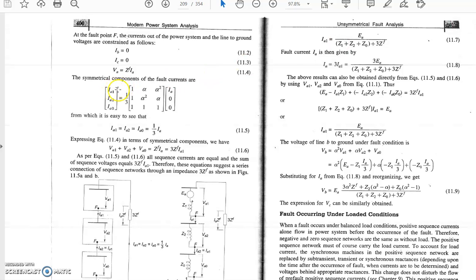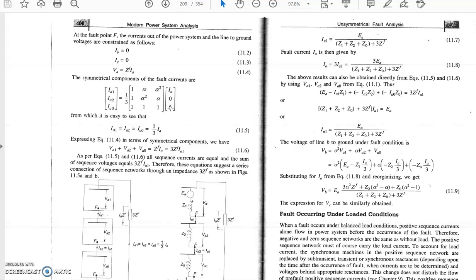So IA1, as we know, we have already derived the transformation from the phase component to the symmetrical component. We directly apply the equation: IA1, IA2, IA0 equals 1 by 3 times the matrix 1, 1, 1, 1, alpha square, alpha, 1, alpha, alpha square, multiplied by IA, IB, IC. In this case, IB equals 0 and IC equals 0. So when you solve this equation, IA1 equals IA2 equals IA0, which equals 1 by 3 of IA.